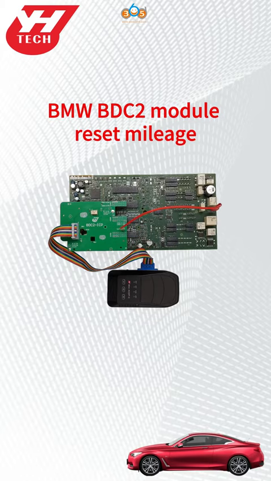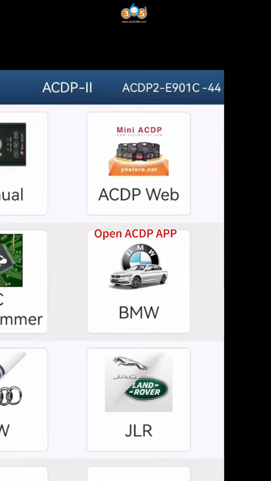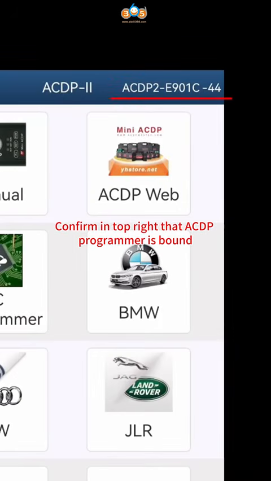How to use ACDP to reset BMW BDC2 module mileage. As shown in the figure, connect to ACDP using OBD method or BDC2 module. Open ACDP app, confirm in top right that a CDP programmer is bound.